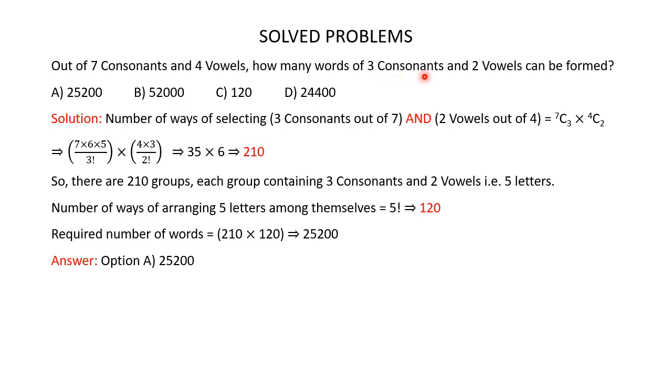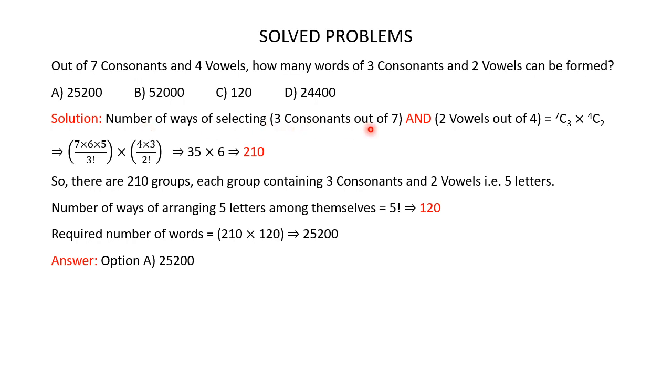Once the 3 consonants and the 2 vowels are selected, then we have to find out the number of ways of arranging these 5 letters among themselves. Now here, since arrangement is being done, the concept of permutation has to be used. So to solve this problem, the concept of both permutation and combination has to be used. Now first let's find out the number of ways of selecting 3 consonants and 2 vowels.